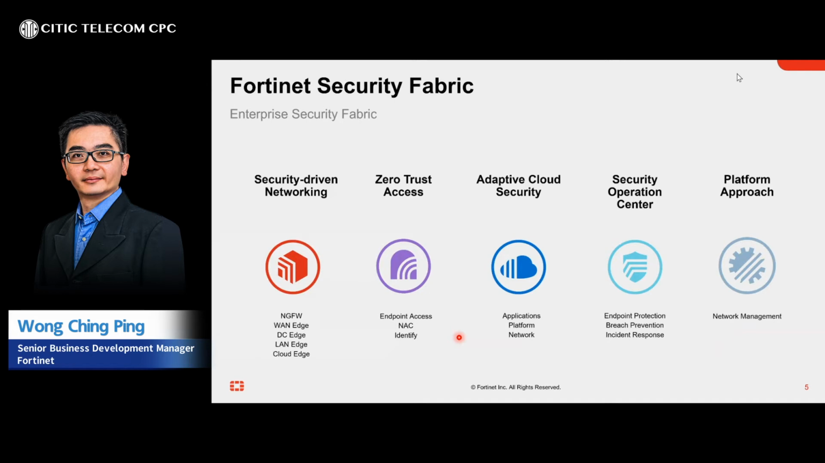pillars, okay, so we are talking about security-driven networking, where previously we think of network as one and then security on top of it. Hey, I think we need to look at things differently, integrate both together, and that's where we are coming from, where we've integrated next-gen firewall with your networking for the WAN, DC, LAN.